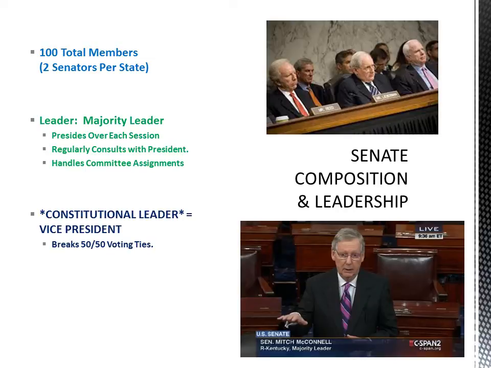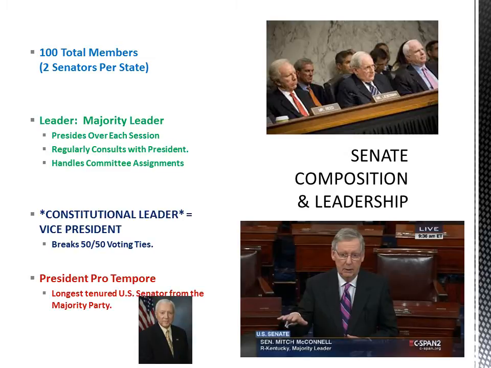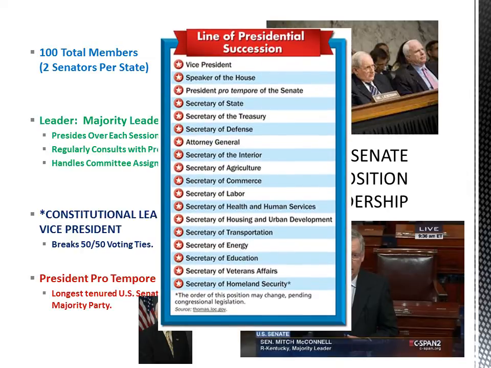There is also another significant term given to someone in the Senate who has the longest term, and is from the majority party. That person is called the President Pro Tempore. Orrin Hatch of Utah is the current longest tenured member of the Republican Party in the Senate, and thus serves as the President Pro Tempore. According to the 25th Amendment, the President Pro Tempore is third in line in succession for the presidency, behind the Speaker of the House of Representatives.